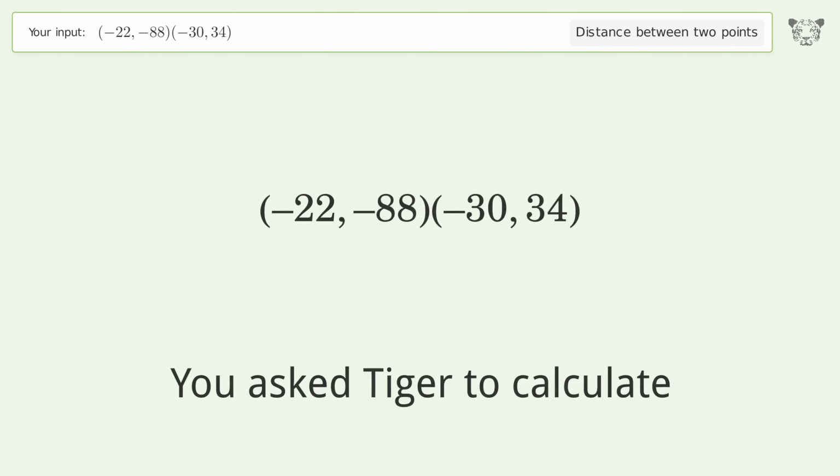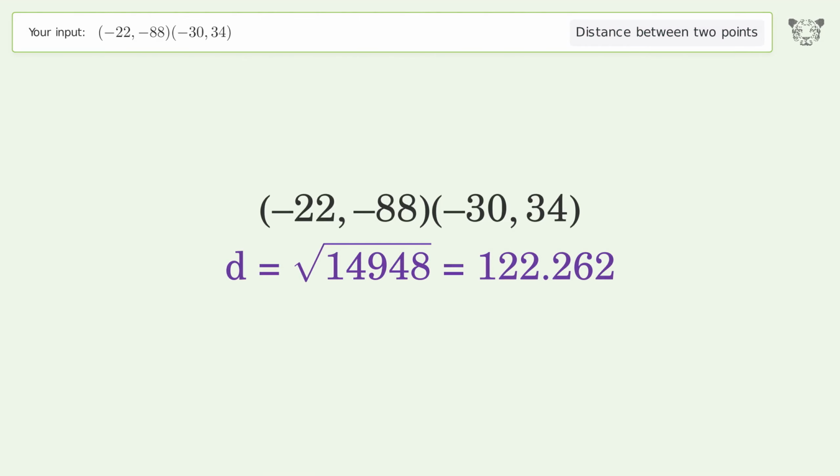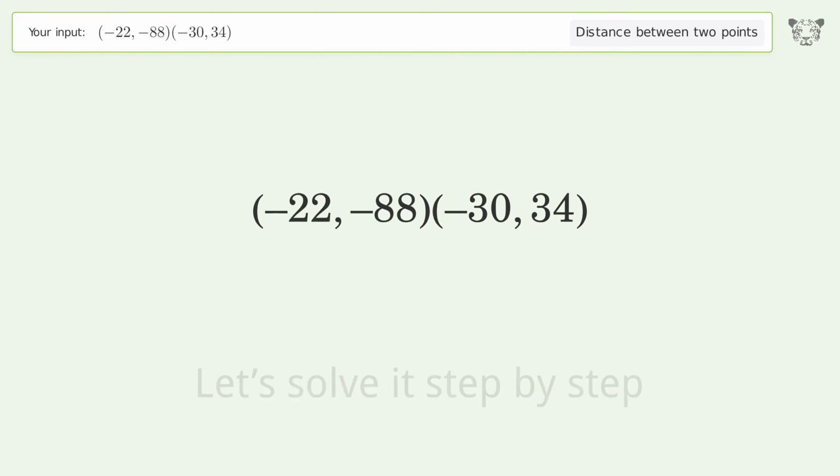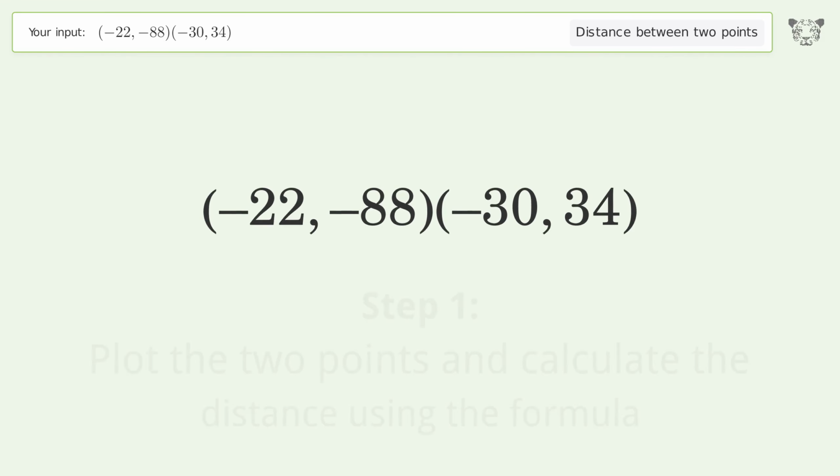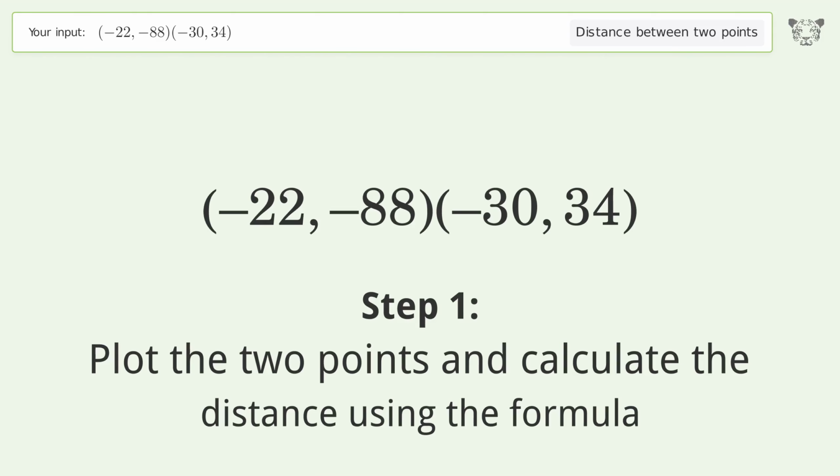You ask Tiger to calculate. This deals with the distance between 2 points. The distance between the 2 points is the square root of 14,948, or 122.262. Let's solve it step by step. Plot the 2 points and calculate the distance using the formula.